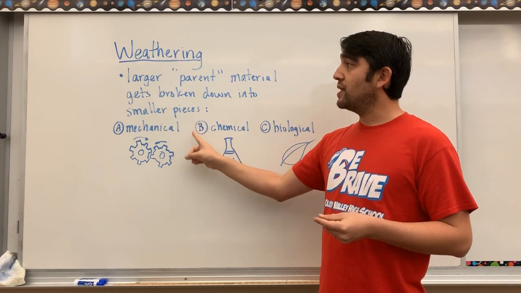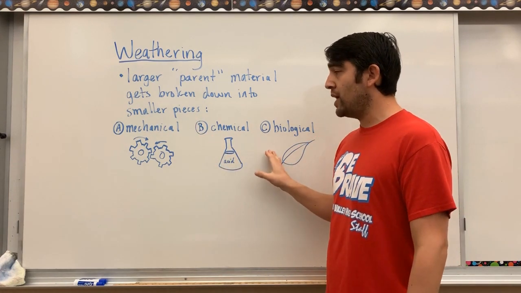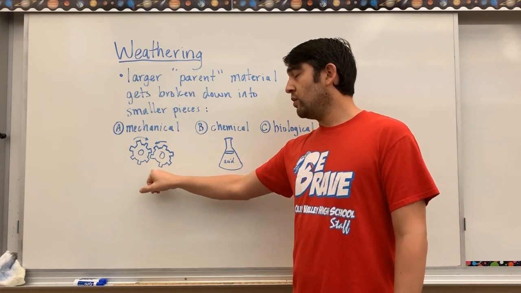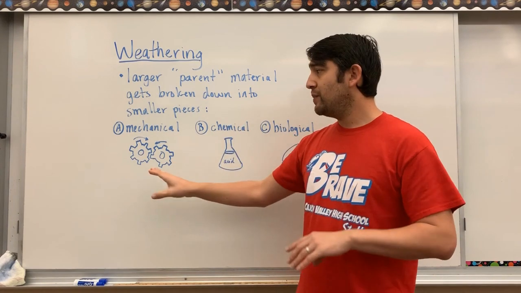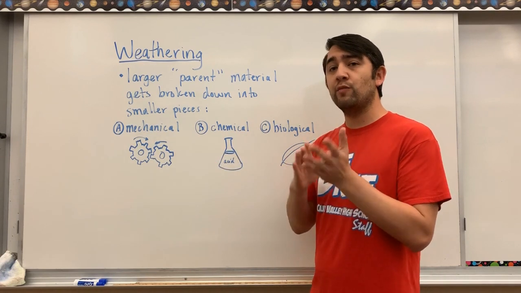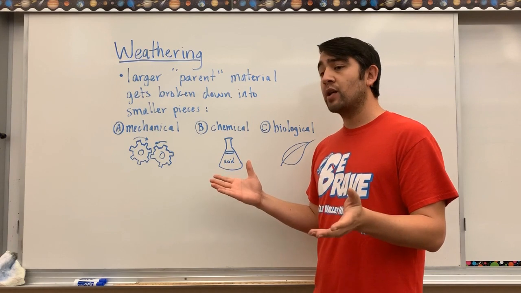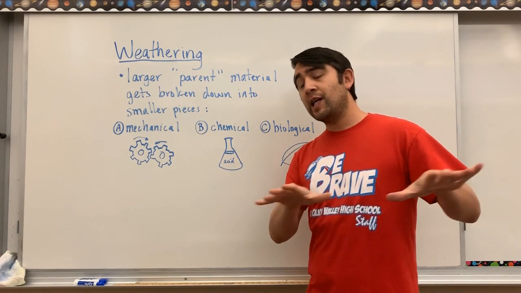But this process isn't always the same. They get broken down three main ways. You have mechanical. I've drawn a little image of two gears moving together, because what mechanical means is that there's some kind of physical contact or movement between two or more things. That could be, for example, when we talked about glaciers, these gigantic sheets of ice that are sliding and moving on the ground.